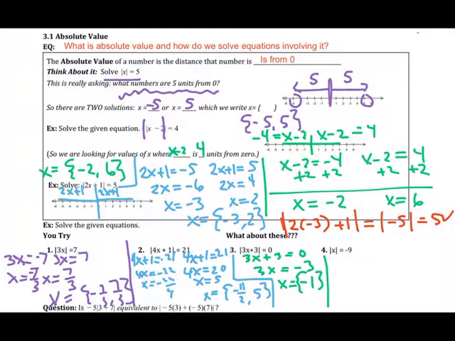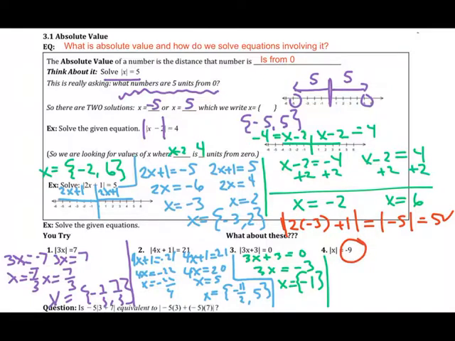Now let's look at the last one over here. The absolute value of x equals negative 9. So let's think about what that's saying. A number's distance from 0 is negative 9. So if I looked at my smartwatch, would it ever tell me that I took negative 9 steps? No. So this is something really special that you need to watch out for.